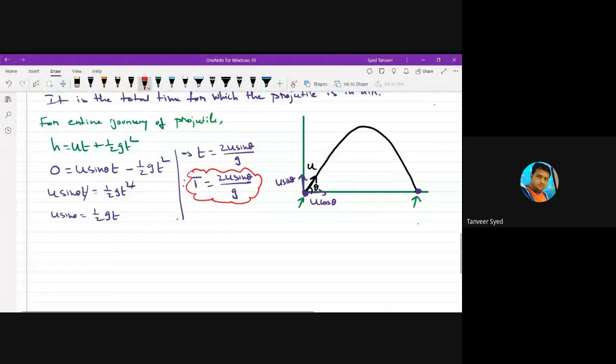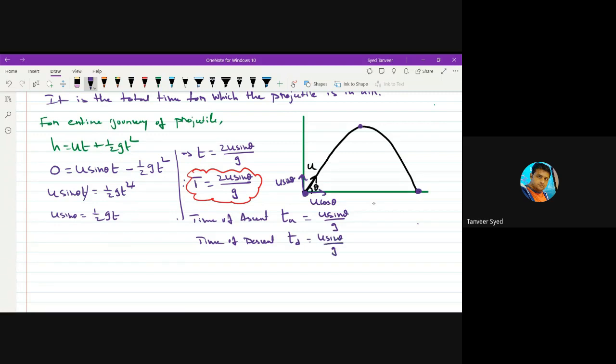And you can break it down further. From the point of projection to the point of striking, it is taking some time, 2u sin theta by g. How much time will it take to go from the point of projection to maximum height? Half of it. So from this, we can write time of ascent TA as u sin theta by g and time of descent TD as u sin theta by g. If I add up these two, you will get 2u sin theta by g, which is the total time of flight.